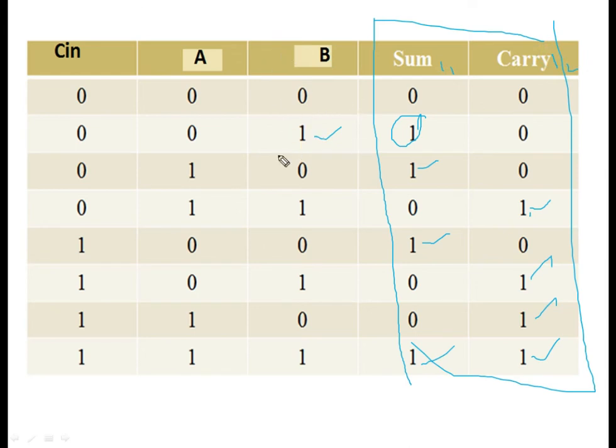When you are pressing switch B, then you will get L1 on. When you are pressing switch A, then you will get L1 on. When you are pressing switches A and B, then what happens? You will get L2 on, not L1 on, L2 on. This is the logical thinking.